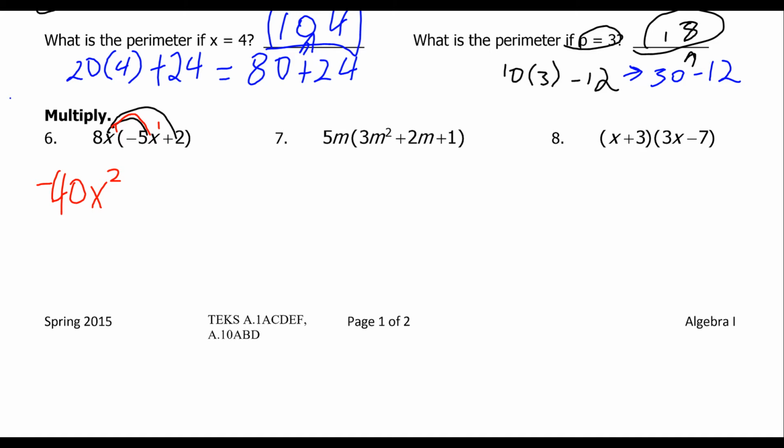So, we got 8 times 2 on the next little piece here. And that's going to be plus 16x. And there we have it.